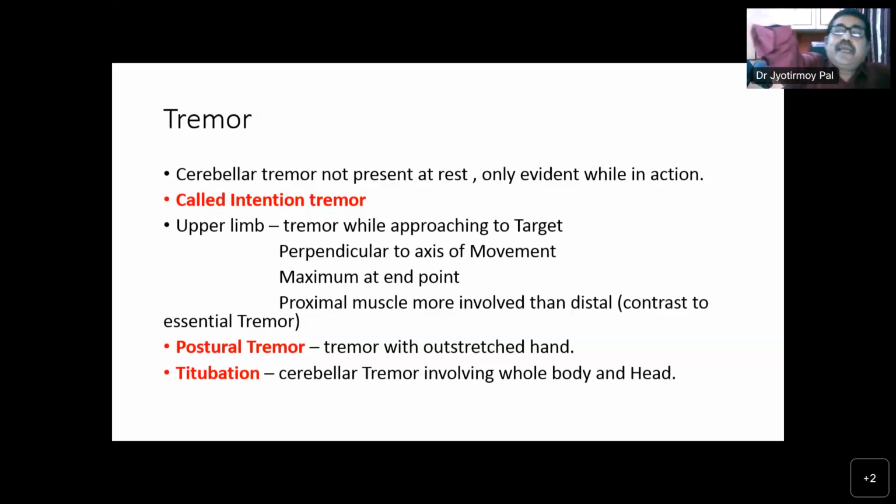Postural tremor with outstretched hand: I outstretch my hand. Can you see my hand? There is a tremor found. Titubation: when the cerebellar tremor involves the whole body and head, there is a swinging of the whole body. That is called titubation. This is a different type of tremor.